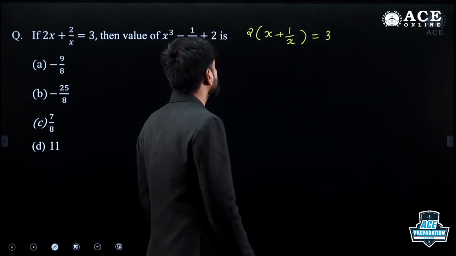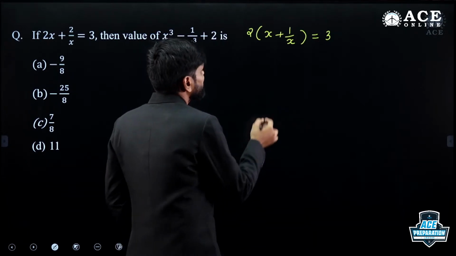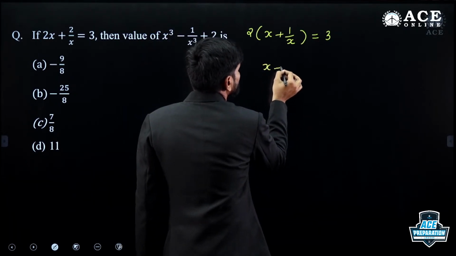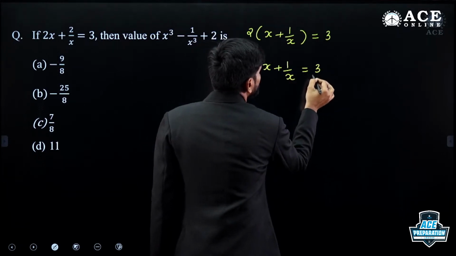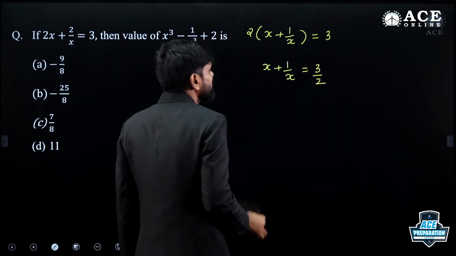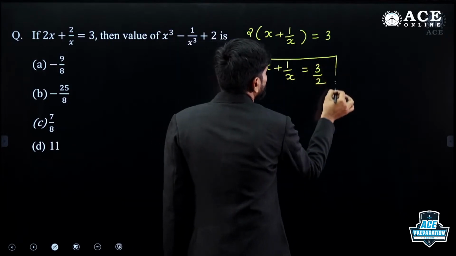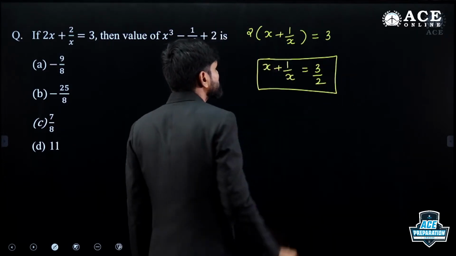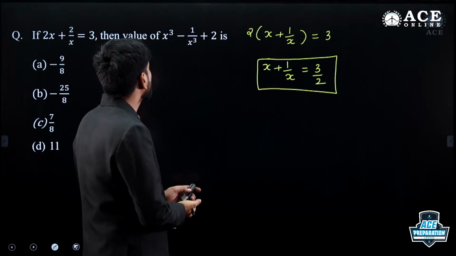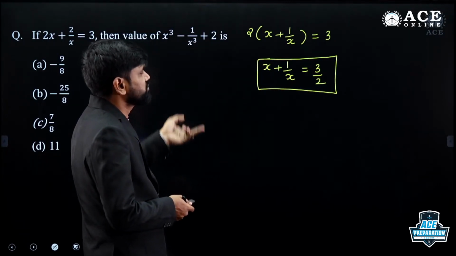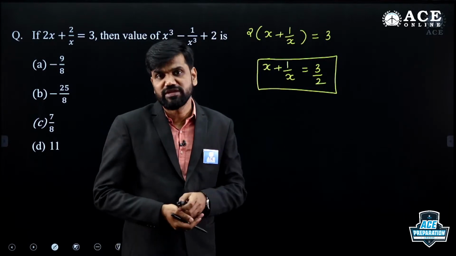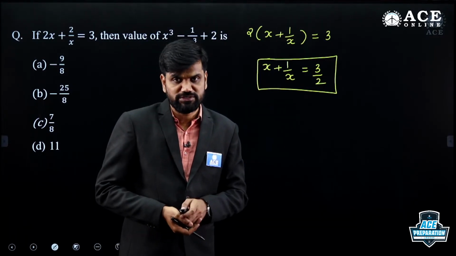So 2 into x plus 1 by x equal to 3, that will give you x plus 1 by x equal to what? 3 by 2. So you know the value of x plus 1 by x here. We want the value of what? X cube minus 1 by x cube plus 2. X cube minus 1 by x cube plus 2 we want.